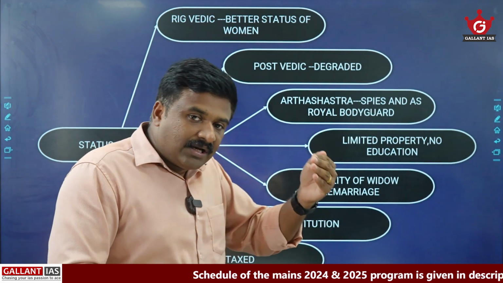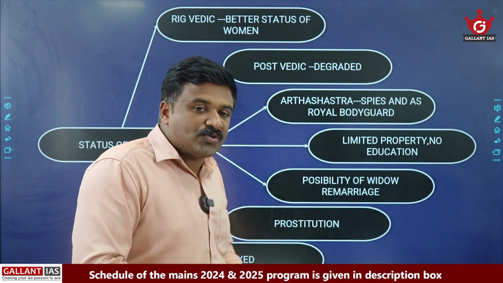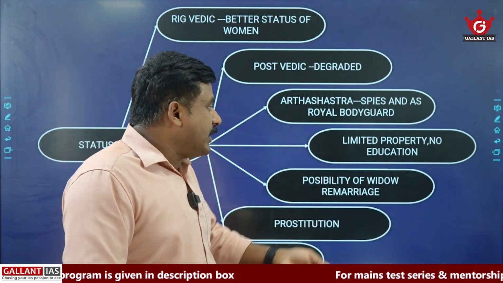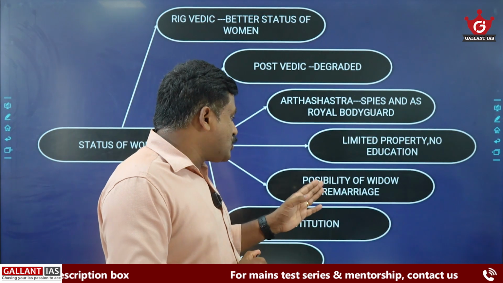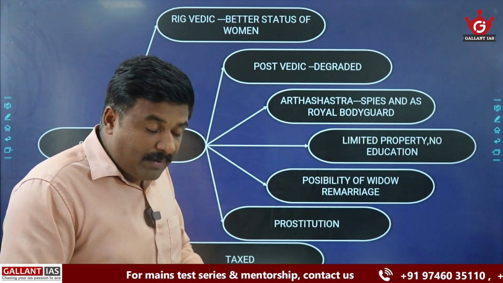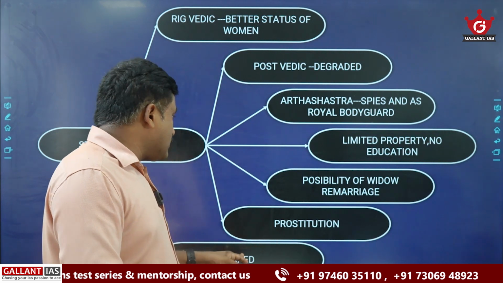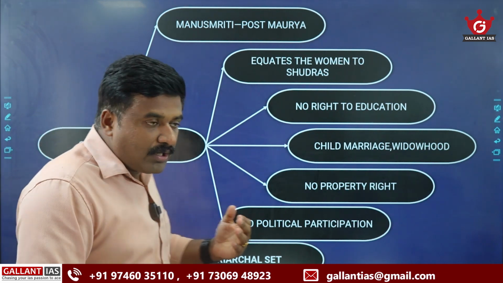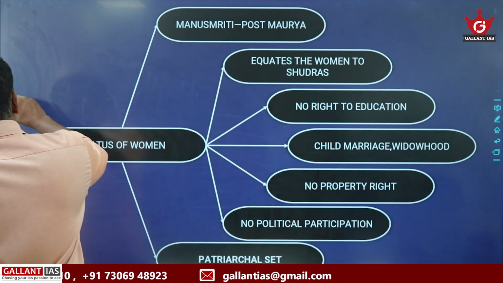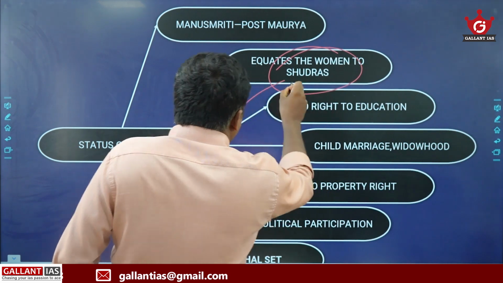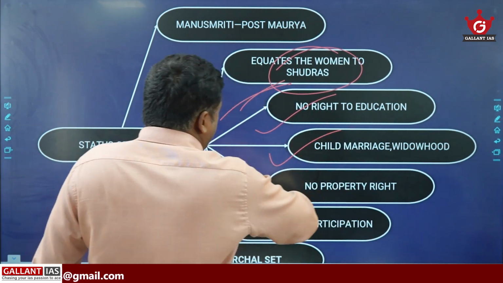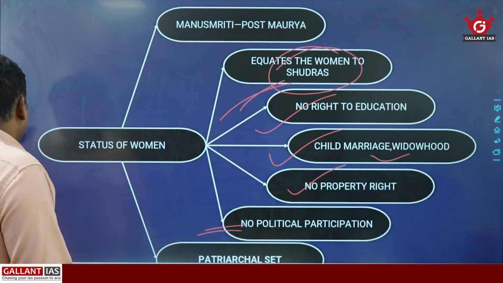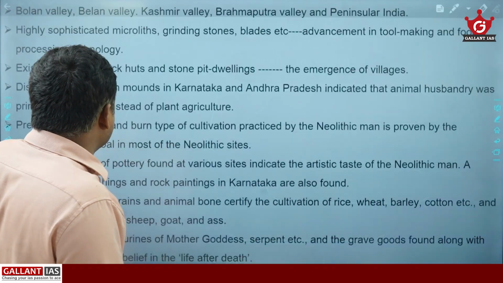Post-Vedic literature talks about the degraded status of women. The Arthashastra says women were employed as spies and as royal bodyguards in the royal palaces. They had limited property rights and no education rights. Widow remarriage was restricted, and prostitution was legalized and taxed. These are conditions in the later Vedic times. Then the Manusmriti equates the status of women to Shudras. Again you can see that degrading status of women: no right to education, child marriage and widowhood were practiced, no property rights, and no political participation. And it's all because of the patriarchal mindset of the people.